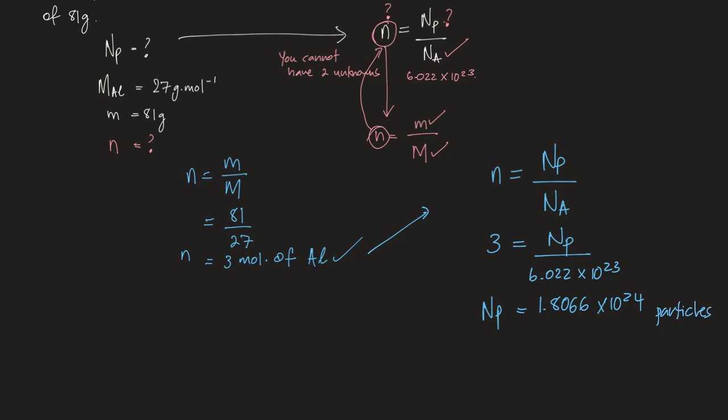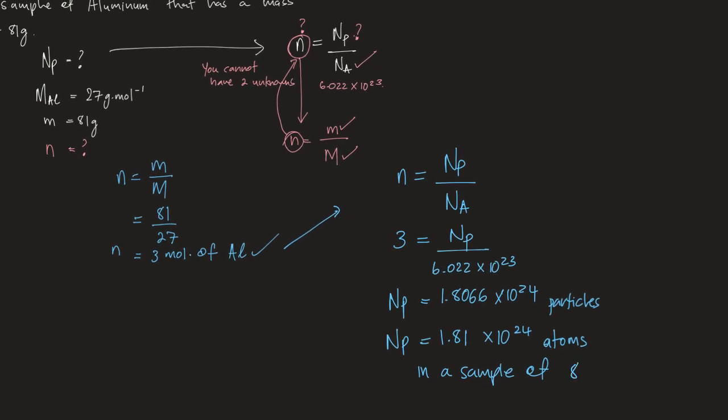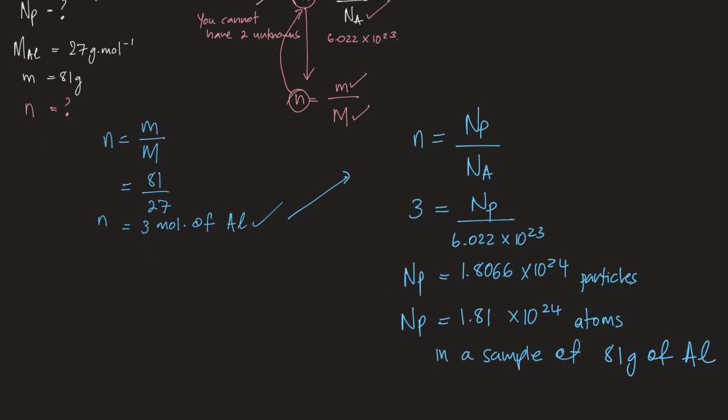Okay, now if I look at that number, we need to make sure we round off to 2 decimal places, right? So that's going to be NP is equal to 1.81 times 10 to the power of 24. And the particle we're looking for here is atoms in a sample of 81 grams of aluminium. And get used to writing these statements down. Write them down. So this is the full calculation.